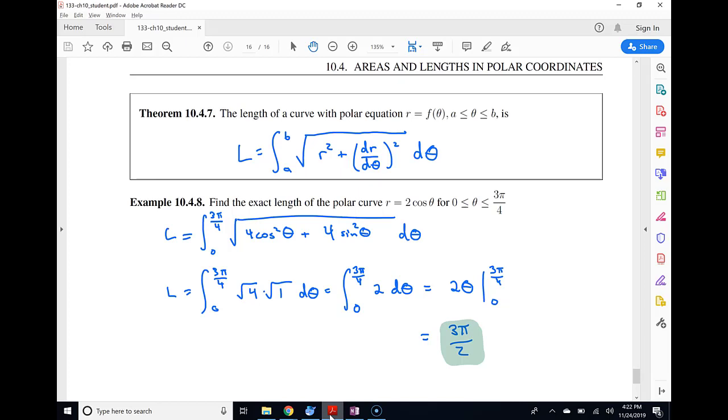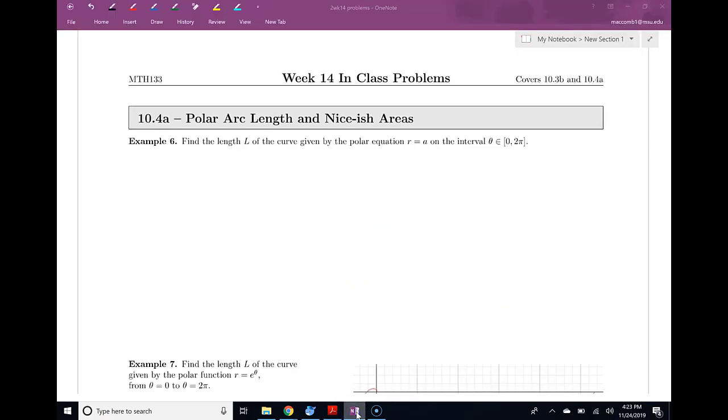So the very first thing that we need is this theorem right here, 10.4.7, for the length of a curve given in polar form. So if we have some r, which is dependent on theta, then we can figure out the arc length of the curve by integrating from a to b. And again, there's a square root. There's lots of things squared, but in this case, it's the radius squared and the derivative of the radius squared. Sum those together, throw those in the square root, and that's what we integrate. So let's go back to our example here.